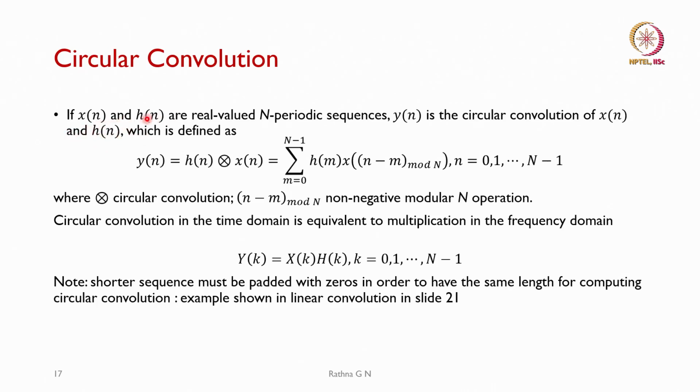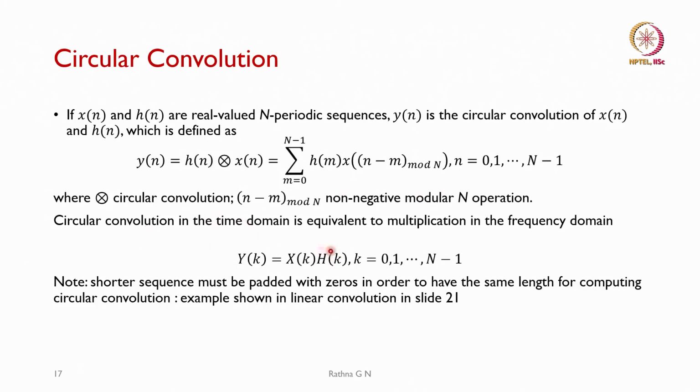We have x of n and h of n, which are real valued periodic sequences. Y of n is the circular convolution of x of n and h of n, which is represented as y of n is h of n, circular convolution notation, with x of n, which is given as the sum of h of m into x of n minus m mod n. That means we consider the non-negative modulo n operation, where n varies between 0 to n minus 1 in this case.